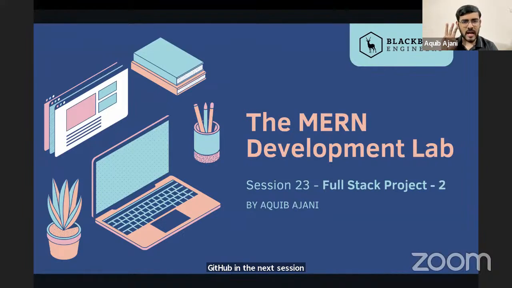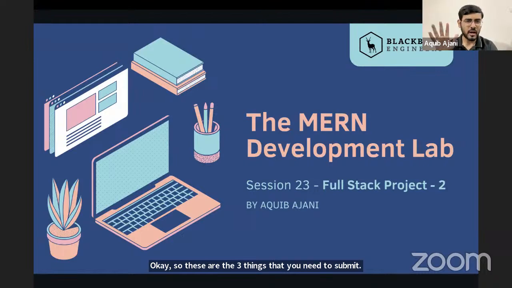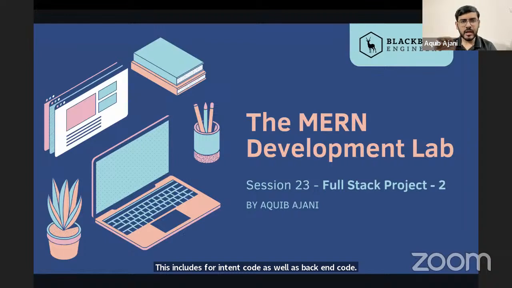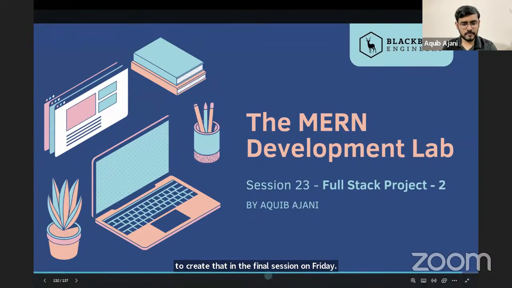So these are the three things that you need to submit. Again, number one, the project report, which is around 50 pages. Number two, the GitHub repository where all the code will be. This includes front-end code as well as back-end code. And number three, we are looking at a working link. I will show you how to create that in the final session on Friday. Any other questions?